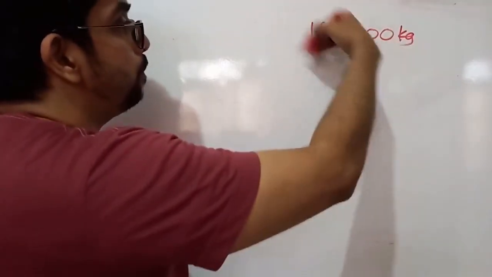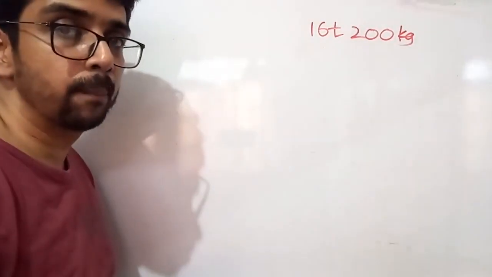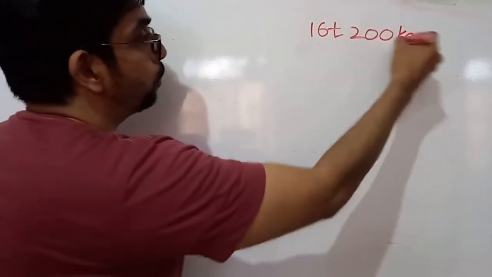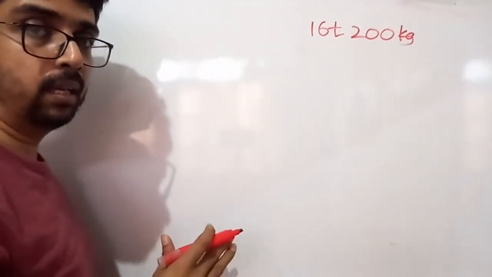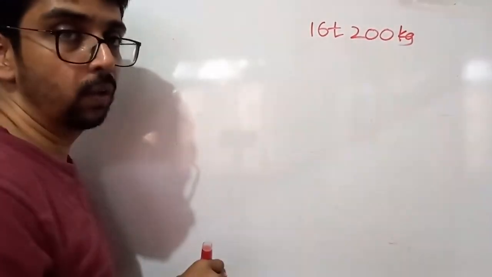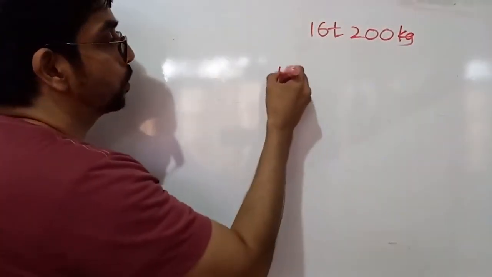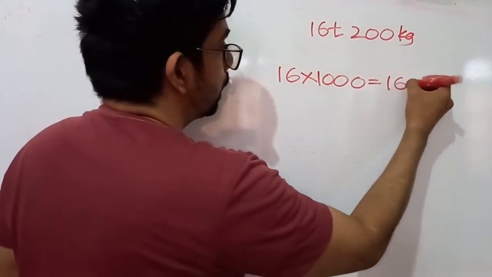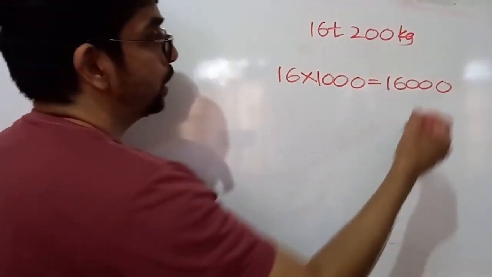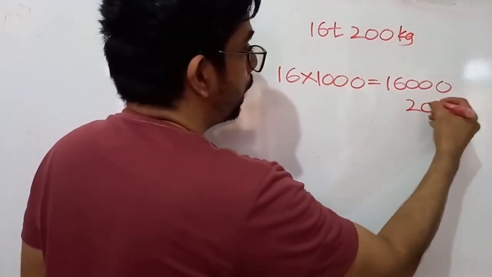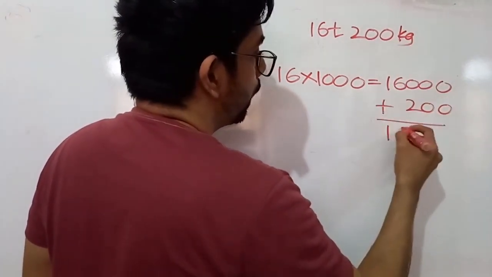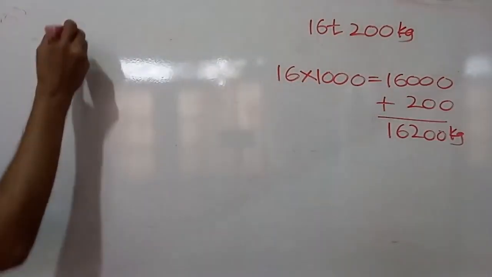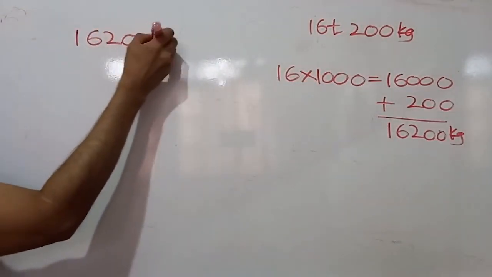So just as before, we have to convert all the amounts into kilograms, right? We don't have to convert 200 kilograms into anything because it is already given to us in kilograms. So we have to convert this. 16, we have to multiply that by 1000. So we get 16,000. Now these are kilograms. To that we have to add another 200. So we get 16,200 kilograms. Now we divide it by 9.